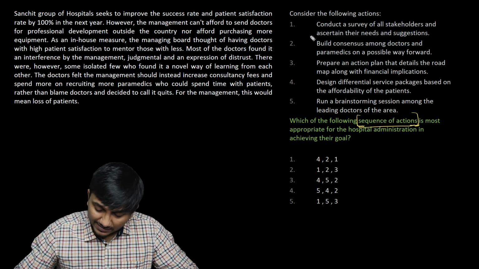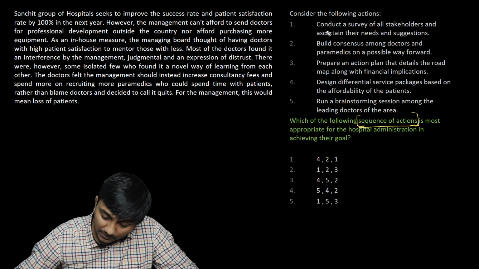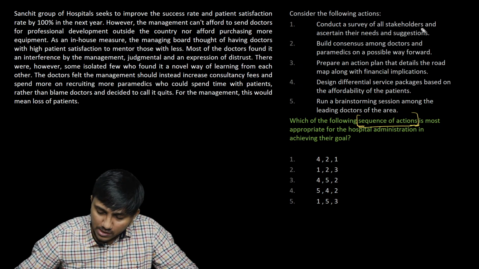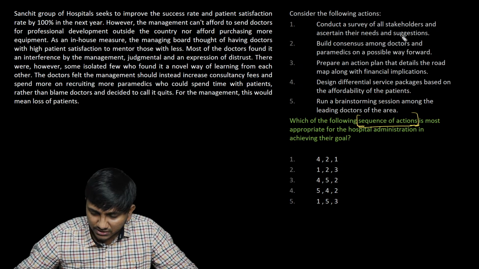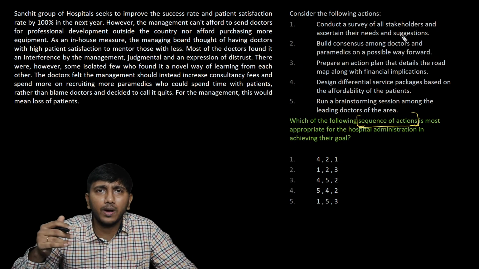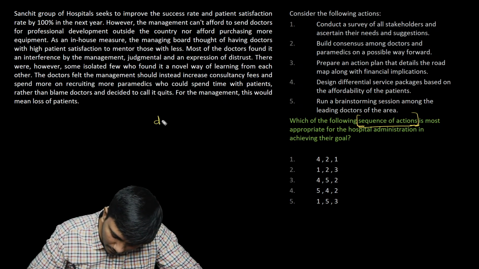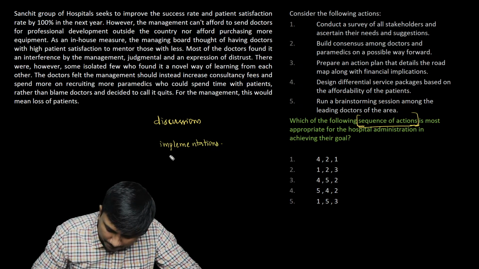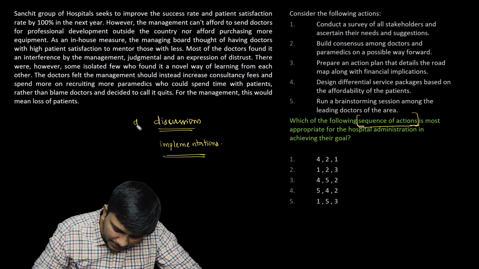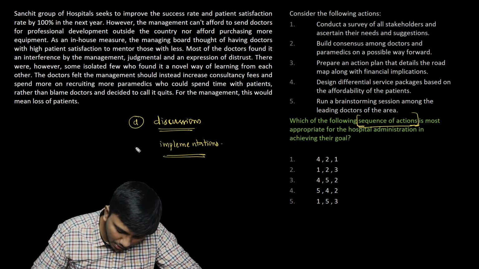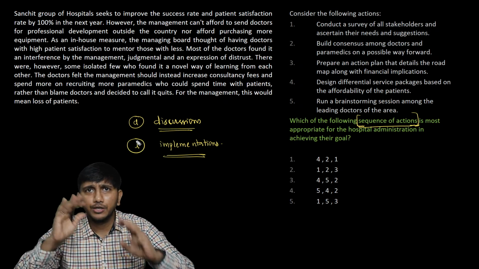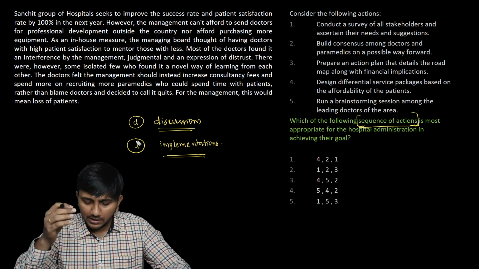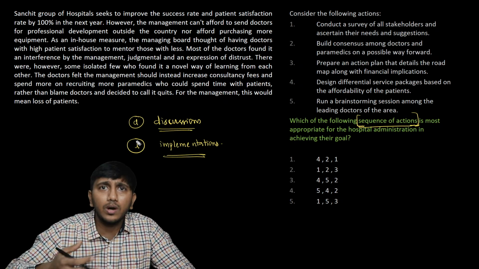Okay, let's see what kind of statements are given here. Conduct a survey of all stakeholders and ascertain their needs and suggestions. Okay, now what I'm going to do is I'm going to classify these points into either discussions or implementations. So it's either a D kind of action or an I kind of action. A discussion means you are still brainstorming to find out what has to be done. Implementation is you have figured out what has to be done, so you're rolling out the whole process.